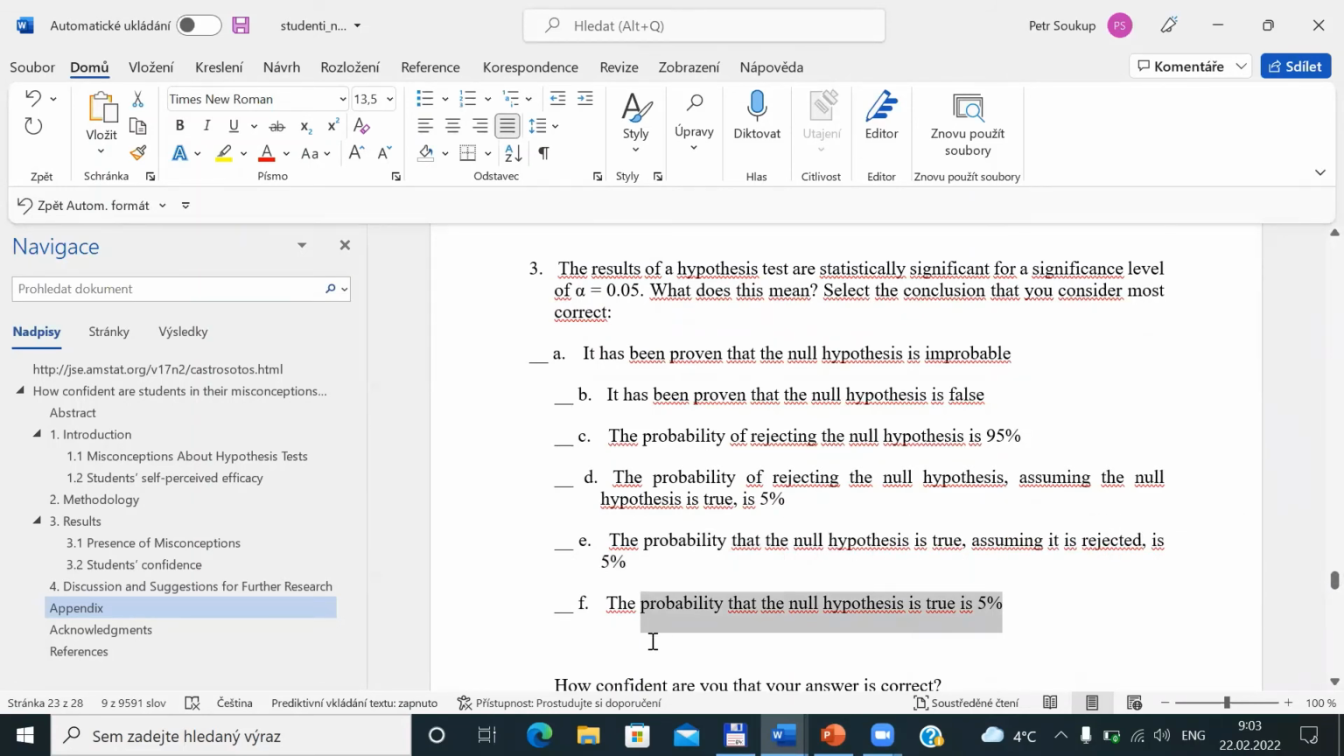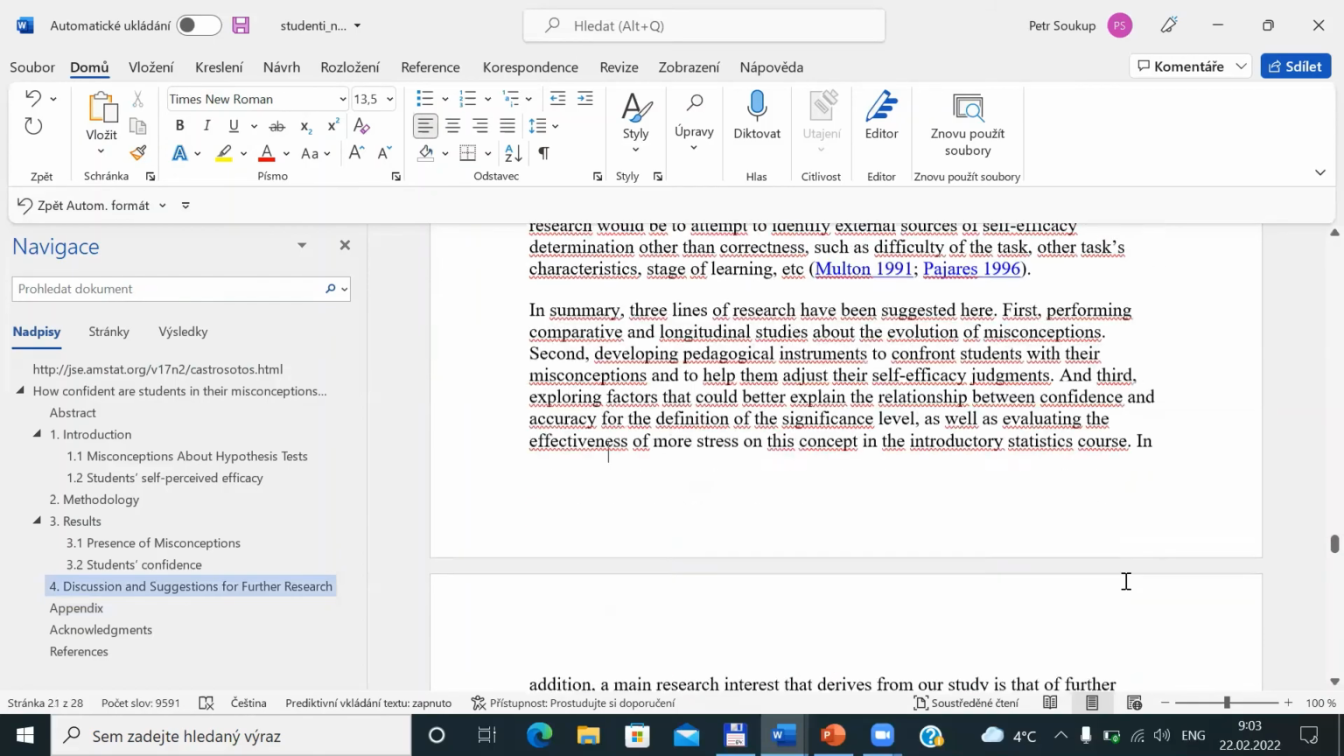E is correct, and why is it so? Because the significance level tells us on which level we can be sure we made the decision. So if we have alpha 0.05, it means a significance level of 95%. So if we reject the null hypothesis, we can be sure only at 95%. So okay, there is a 5% chance that we shouldn't have rejected the null hypothesis.